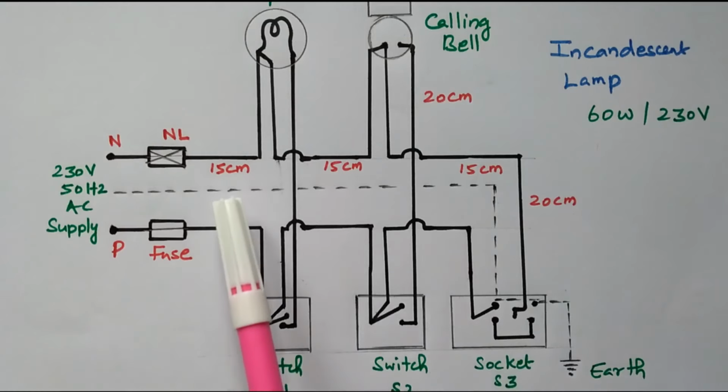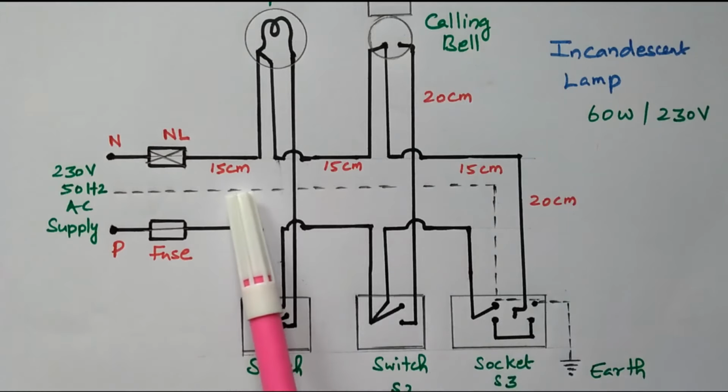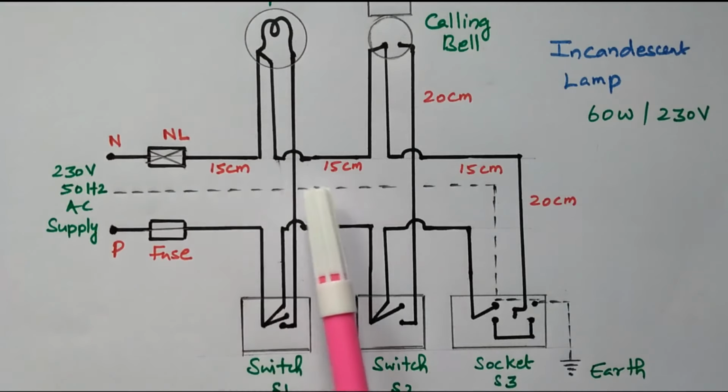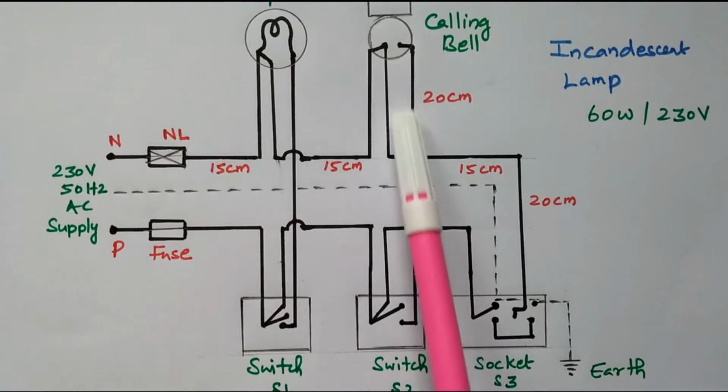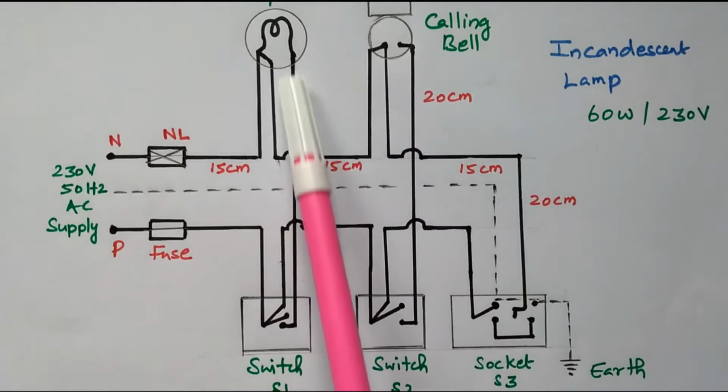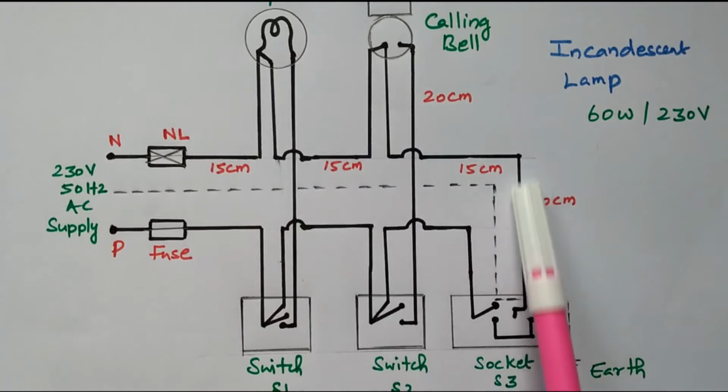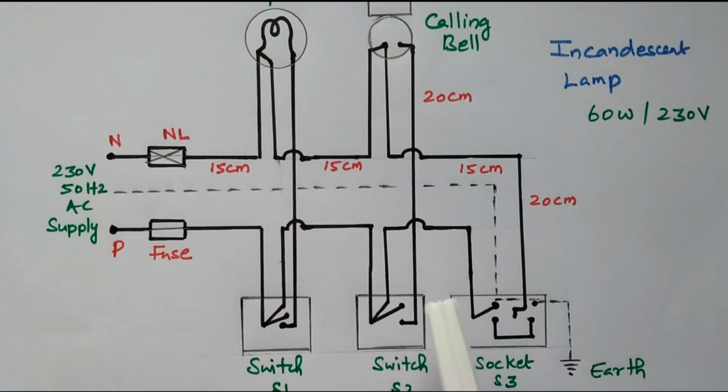Now based on the distance, we can calculate the PVC pipe and wire requirement. This is 15 centimeter, this is another 15 centimeter, this is 15 centimeter, this is 20 centimeter, and this is also 20 centimeter. By adding all, we can decide how much length of PVC pipe is required.